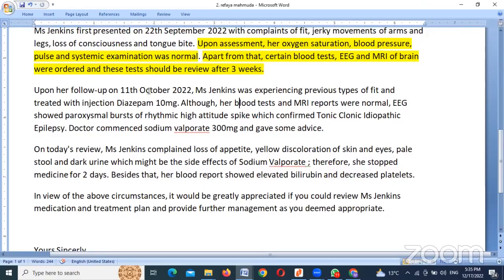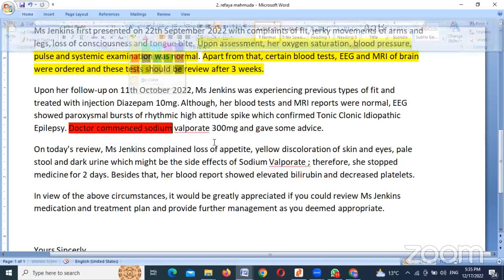Upon our follow-up on this date, we can directly write "on this date, Miss Jackson was experiencing previous type" fit, but we need to use the mentioned timing. Now it is more than 5 minutes, very important. Treatment injection diazepam should be written small. "Although investigations were normal, EEG shows progressive bursts after this and that." That is good. "Doctor recommends" is wrong. We don't need this.